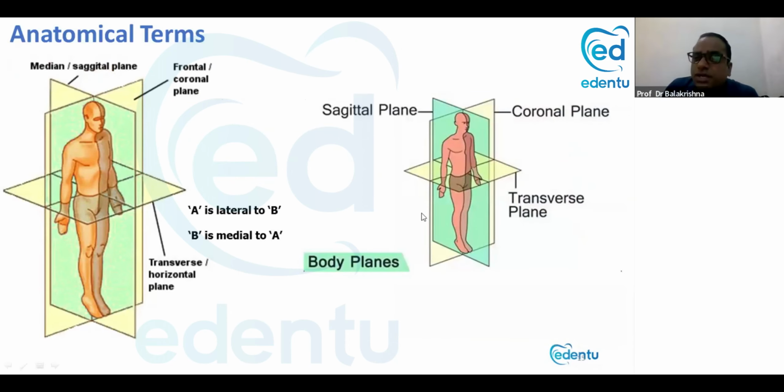On the coronal suture, if you put a plane, that is the coronal plane. Sagittal suture, sagittal plane. And the horizontal plane is called the transverse plane. These basics are enough. You don't have to go into so much detail. With these basics, when you read your regular anatomy, it becomes very easy.